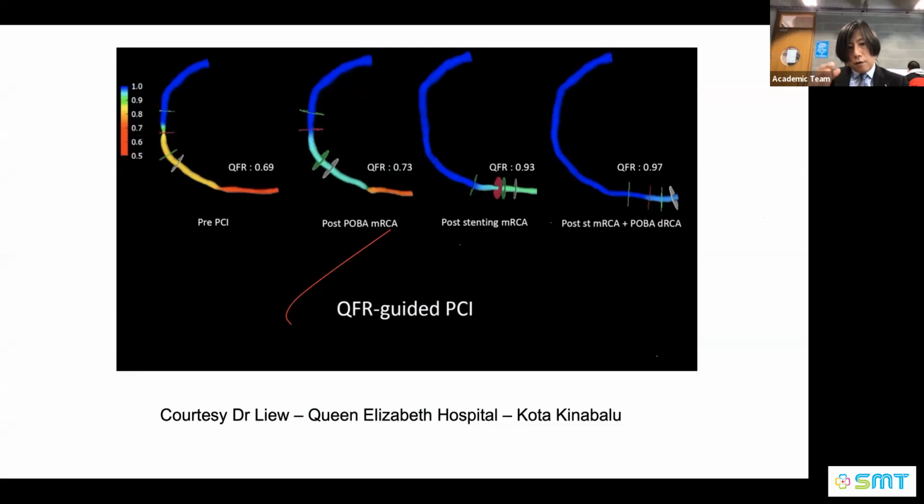And currently, I think the QFR also has a simulation component. If you indicate the region and simulate the residual QFR, it will simulate what the expected QFR would be after the procedure if you treated one region or two regions.